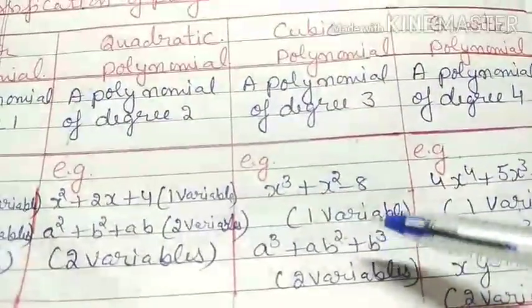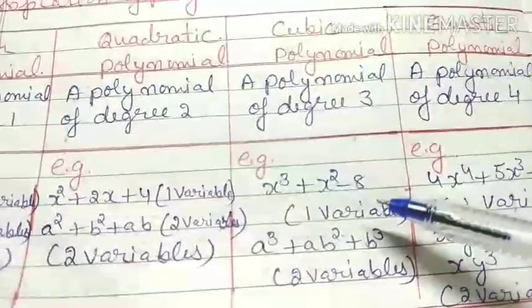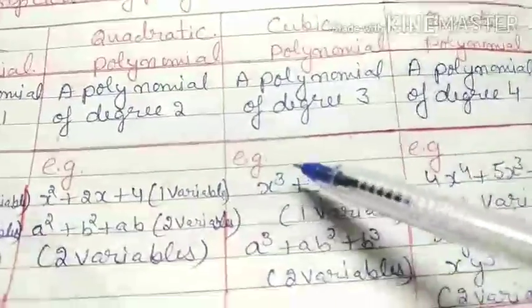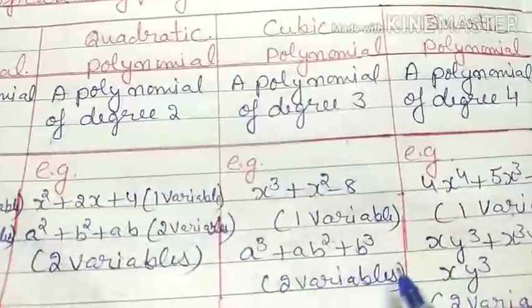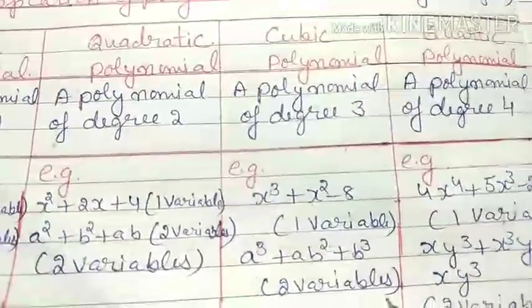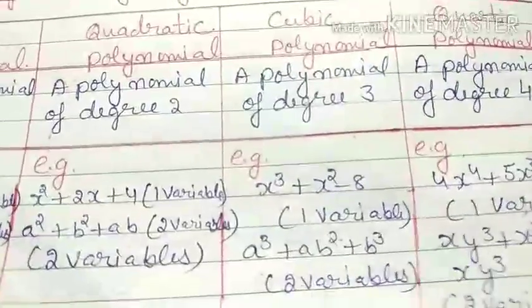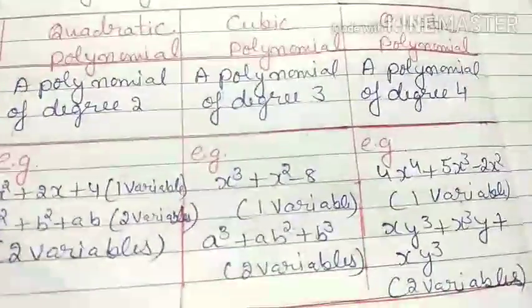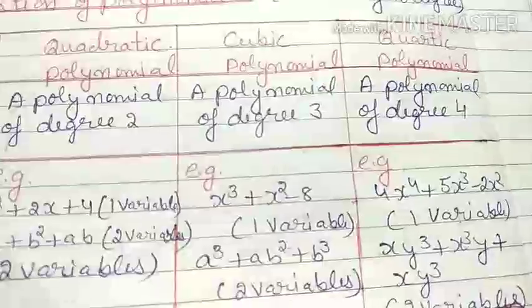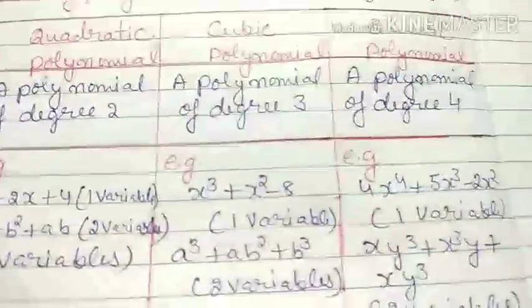If I have an expression x cube plus x square minus 8, a one variable expression, the highest power of x is 3. But if I have a two variable expression, it means the sum of the powers of the two variables should not cross 3. So that is considered a cubic polynomial.